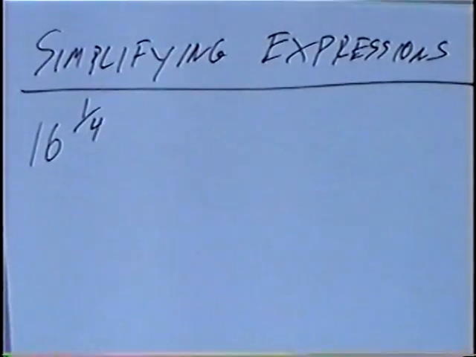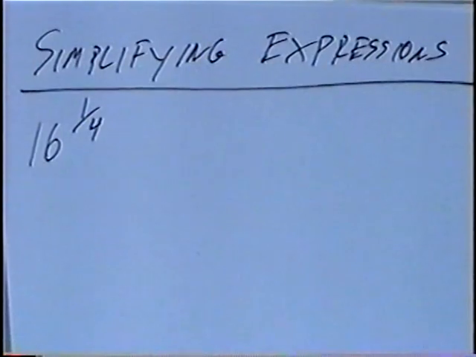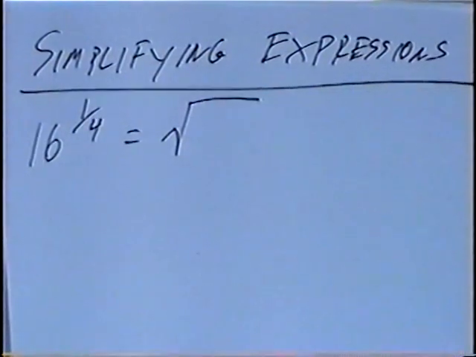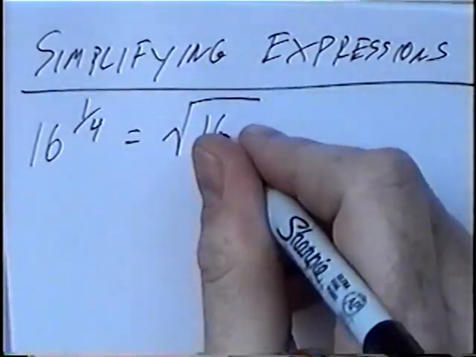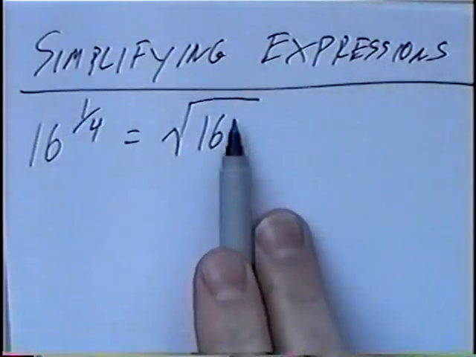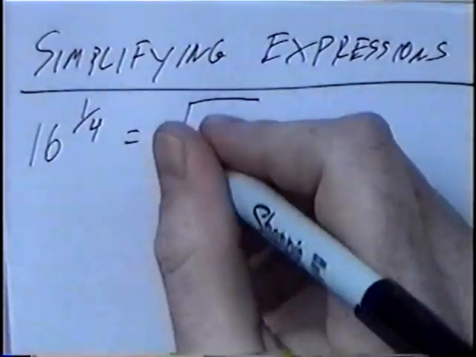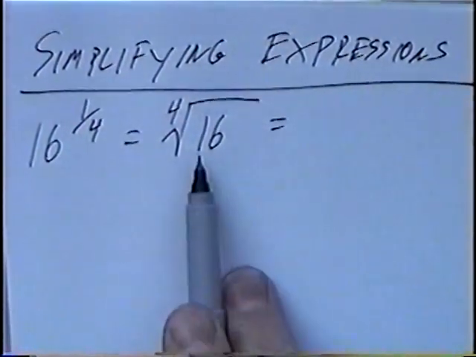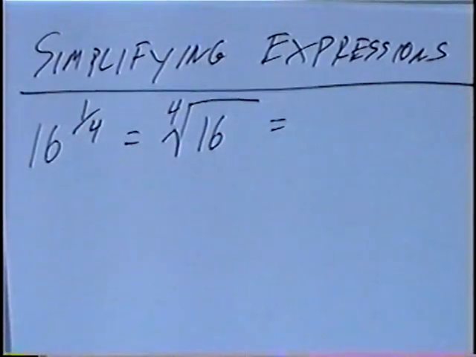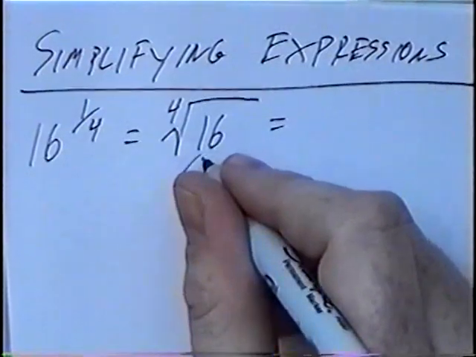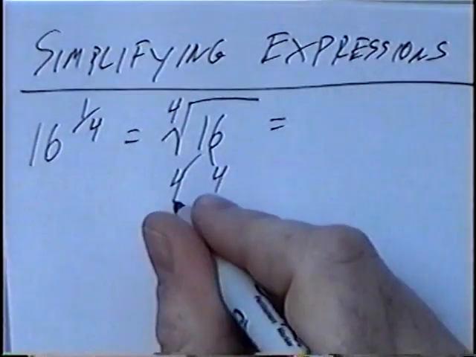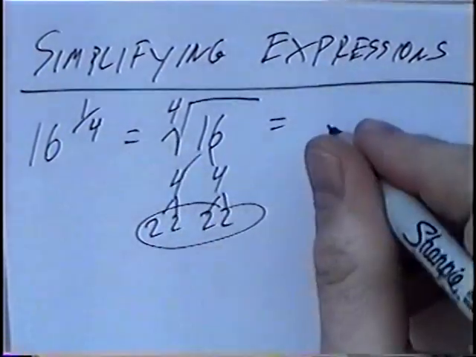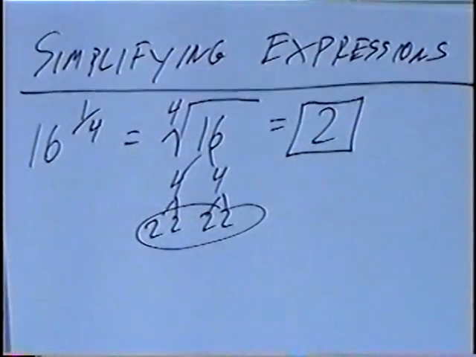Looking at 16 to the 1/4, there's no way to multiply 16 1/4 times, but what we can do is change that to a radical form and then simplify the radical. 16 would stay inside the radical. The 1 would be the exponent, or just leave it at 16, and the 4 would be the root number. The fourth root of 16, you can either think about what number times itself 4 times is 16, or you can do factor trees, such as 4 times 4 and 2 times 2. And then we'll have 4 sets of 2, so the fourth root of 16 would be 2.